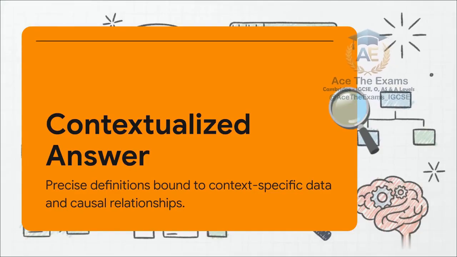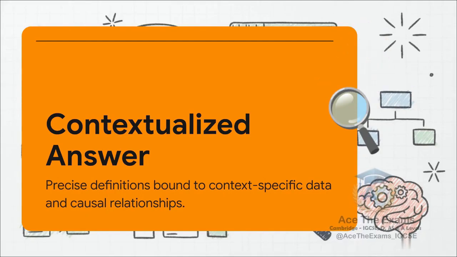Let's bring this all together. A contextualized 3NF answer is an engineered response where precise theoretical definitions are inextricably bound to context-specific data and causal relationships. Remember our geneticist metaphor? This is what we mean by engineering the perfect DNA of an answer. You are carefully fusing the theoretical architecture, the textbook rules, with precise scenario-based evidence to create a totally bulletproof response. It is logical, structured reasoning.